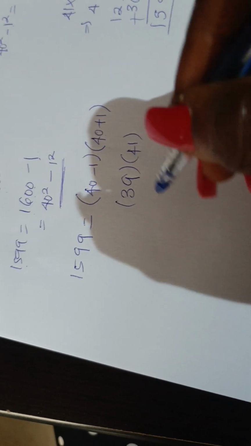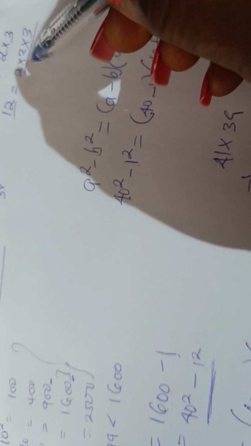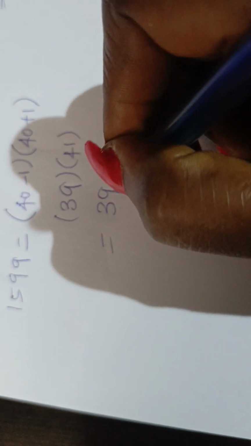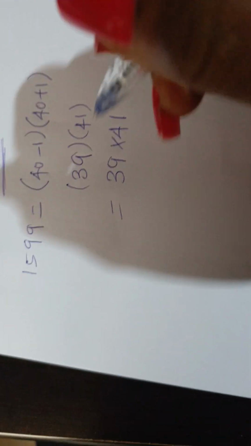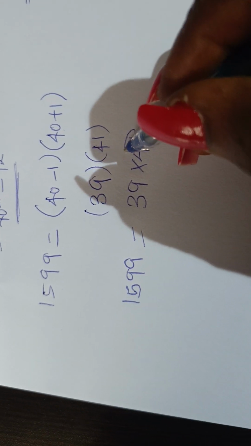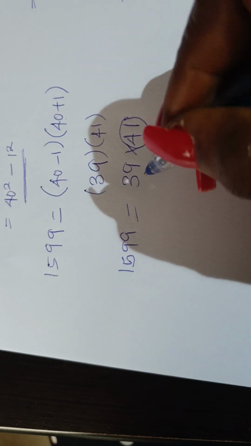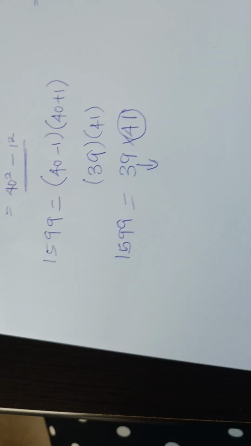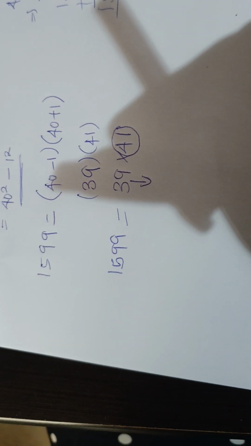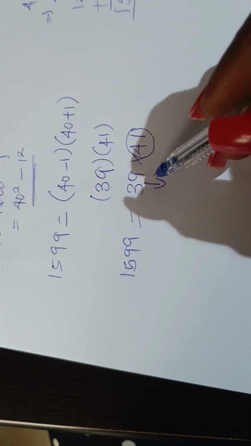Now let's come back. Remember, the aim is to get the prime factorization. We are to end up with something of this form. So we have 39 times 41, and we confirm that it will give us back this number. But understand your prime numbers. 41 is a prime number, 39 is not a prime number. So how can we get two numbers that can multiply each other to give us 39?